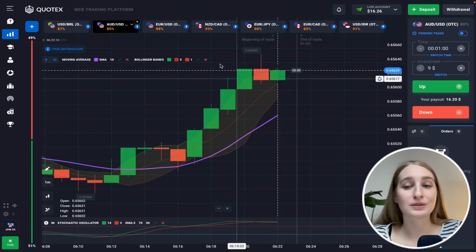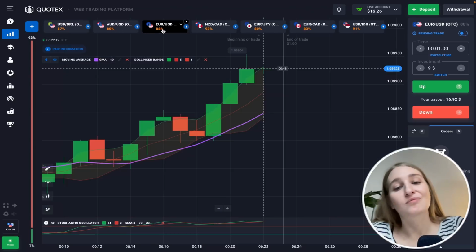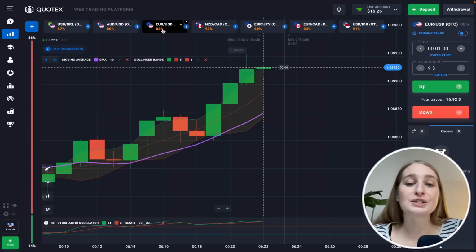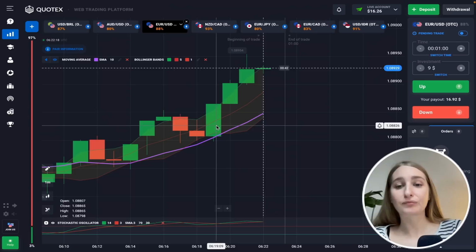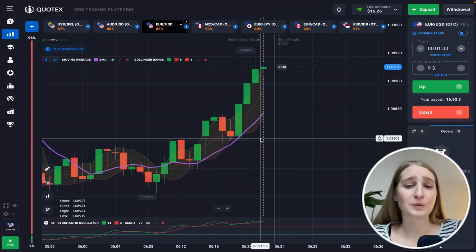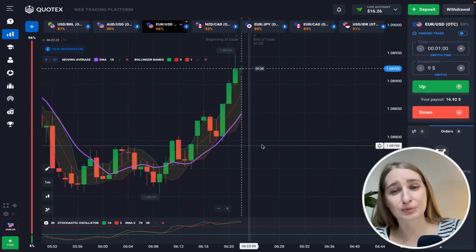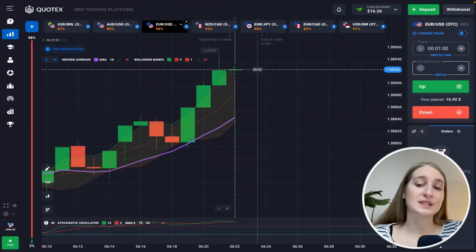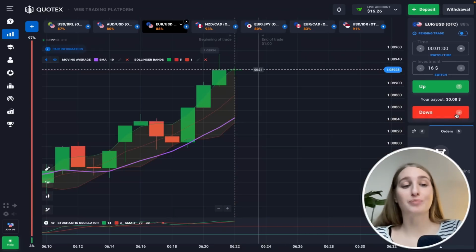Let's go to another currency pair. I think 88% payout, why not? The situation is pretty similar, as you see, and the stochastic oscillator is showing me a good signal, because I want to trade right away from now on. So $16 on my account, and let's check this out with a put option.